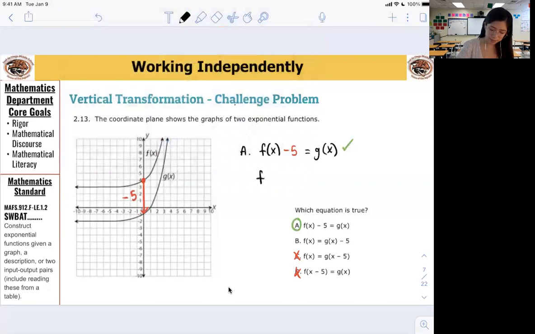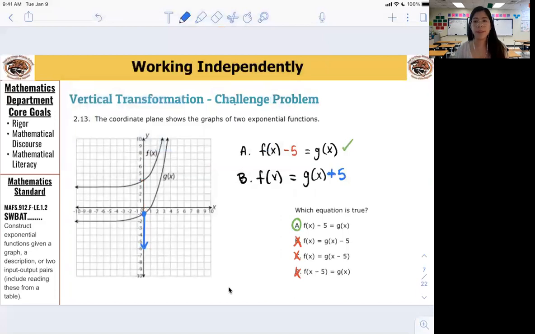B is saying that f of x is when you take g of x and bring it down 5 units. But if I go to g of x on my graph, it's telling me to take g of x and bring it down. If I take g of x and bring it down 5 units, am I going to get to f of x? No. So how would I fix answer choice B to make it correct? An addition sign? Flip it around? Yeah. If I turn that -5 into a +5, I've got a right answer.